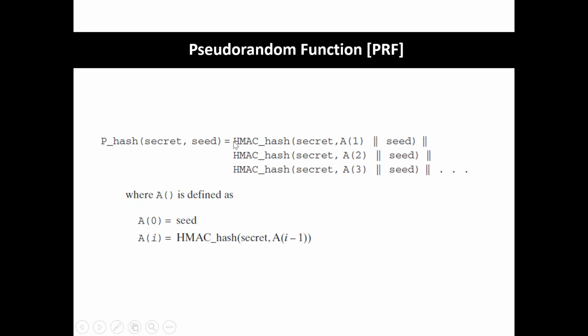How are we going to compute this? First, HMAC_hash, then the secret. The secret is the small shared secret value. The seed we are going to pass as input, that is normal. With respect to this, I am going to use A(1). A(1) is generated by using what? The secret with the seed value. First I pass the secret, the small shared secret value, to the HMAC algorithm, and I also pass another input, the seed value. So now I am going to generate A(1).